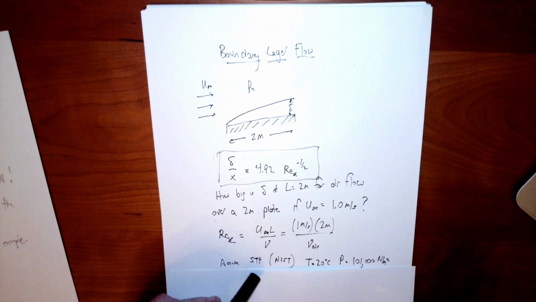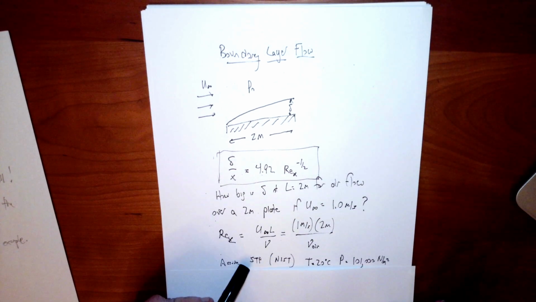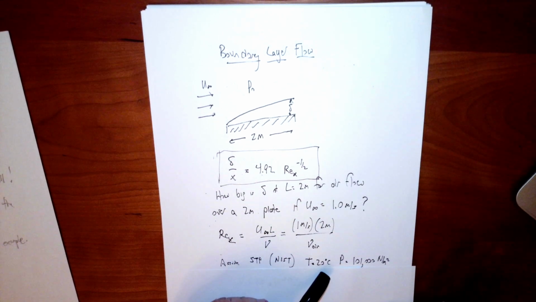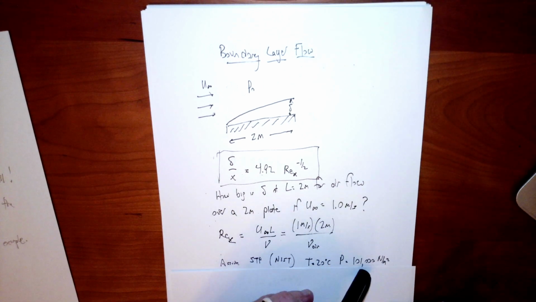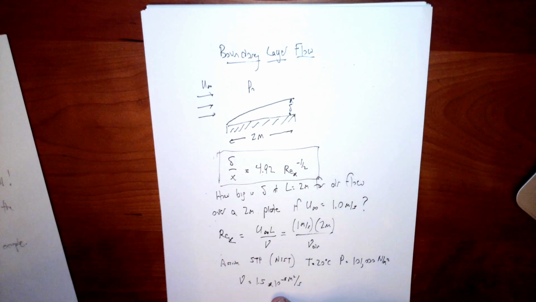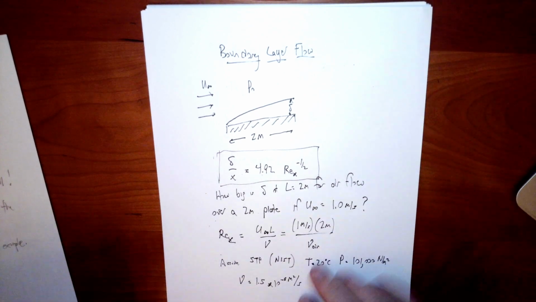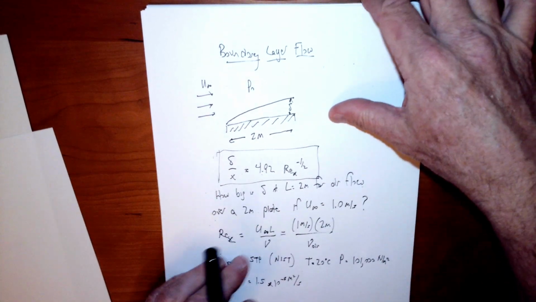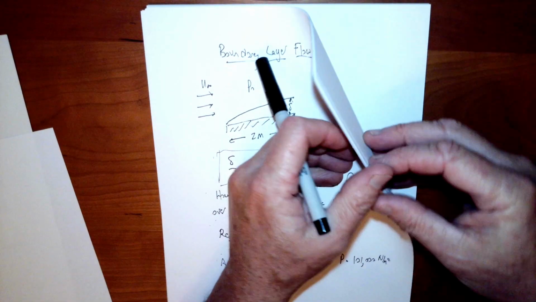You have to be a little bit aware that there are other STPs. I believe the International Chemistry Standard uses 0 degrees C instead of 20, but most engineers use 20 degrees C and 101,000 as the standard temperature and pressure. When you look up the viscosity for that, you find that nu is equal to 1.5 times 10 to the minus fifth meters squared per second. So that's what we're going to plug in to calculate our Reynolds number.